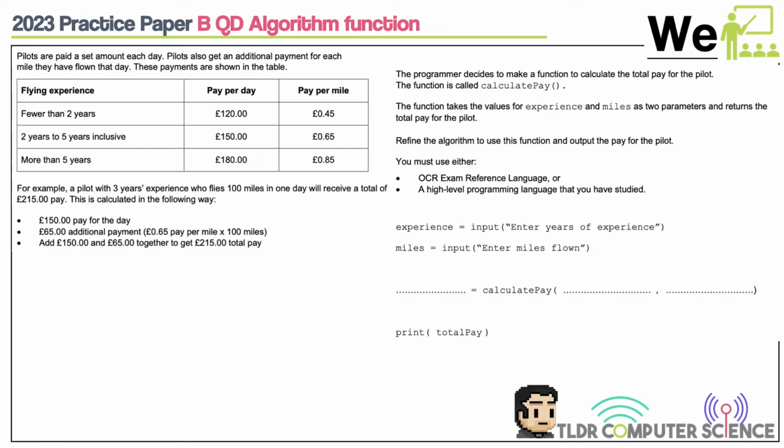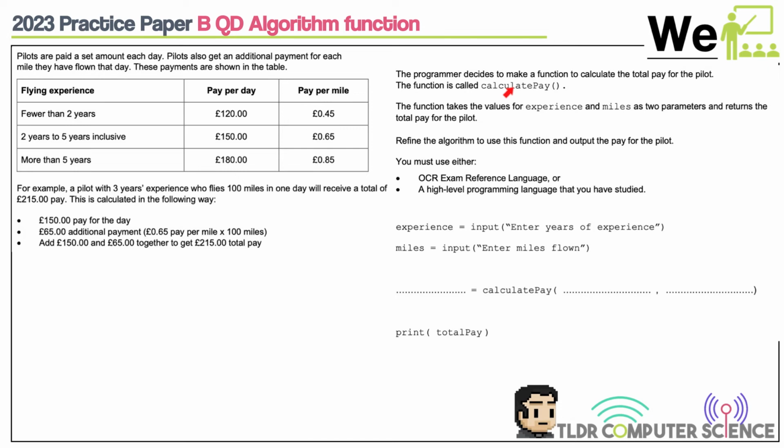So you can imagine the last one, the difference would be is it would say def calculate pay, open brackets, and it takes in two values as a parameter. It takes in the experience and miles as parameters. So you wouldn't do an input, now it's taking it in as a parameter. Refine the algorithm to use this function and output the pay to the pilot. So this time, we're going to refine this algorithm here. So instead of actually doing the calculation, we're saying we can already do the calculation inside the function.